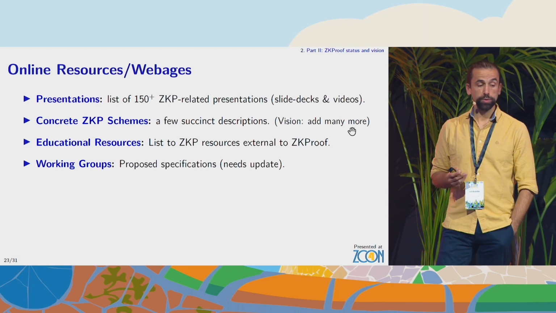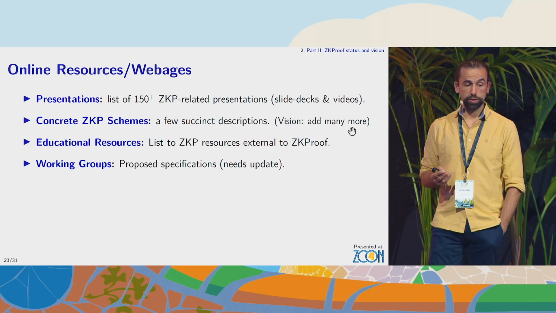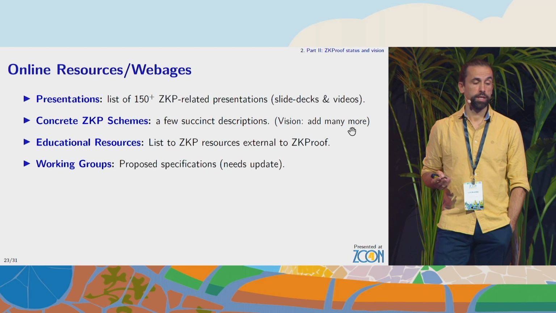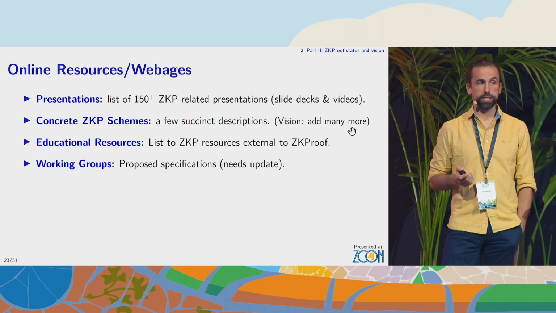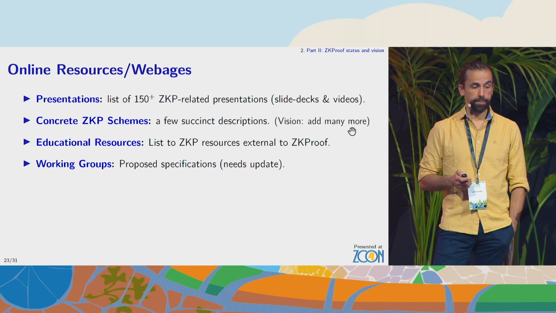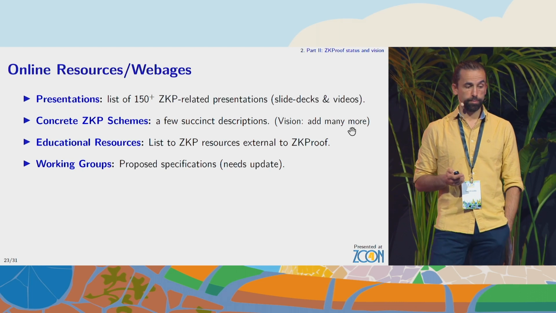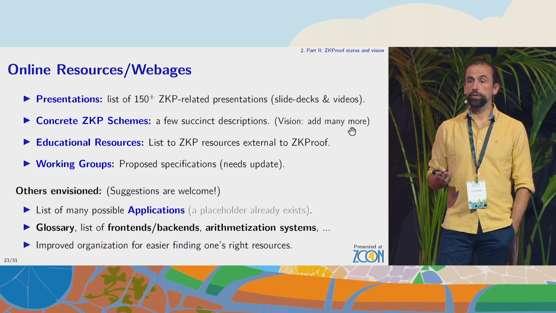In terms of educational resources, we've recently initiated a list of zero-knowledge proof resources that are external to ZKProof. It would be very nice to have further suggestions from the community on other links to add. And in terms of working groups, we have available the specifications that they have proposed. There are other things envisioned.